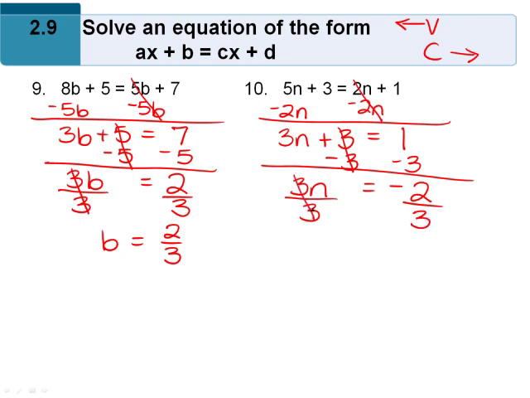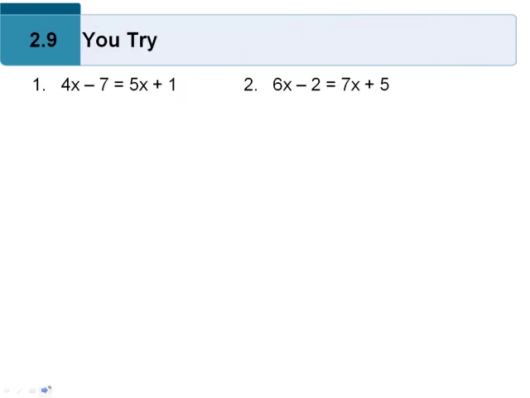Okay, the answers are almost the same. n equals negative 2/3. But totally different numbers because one's positive and one's negative. And as you know, those signs are huge. They make a big difference. Okay? All right, so here's some for you to try. So pause the video, try these on your own, and see how you do.